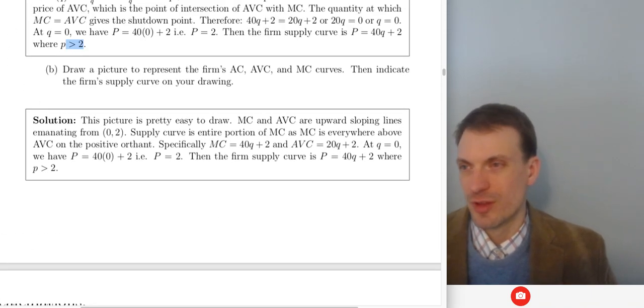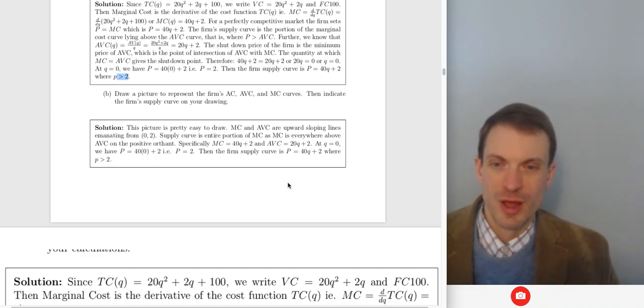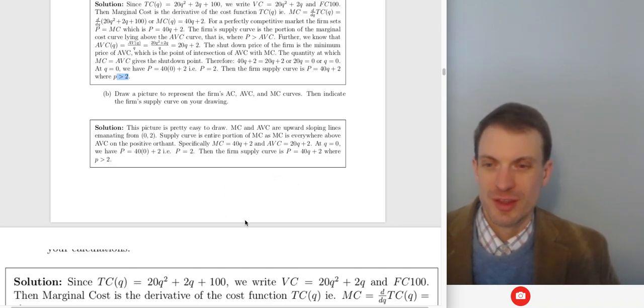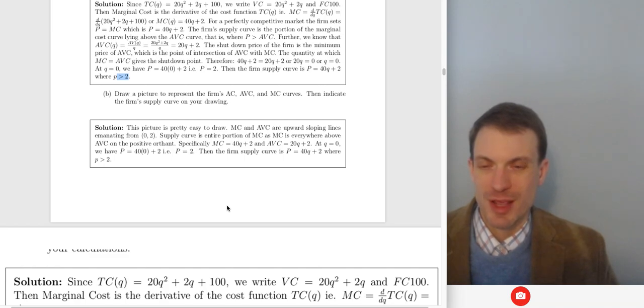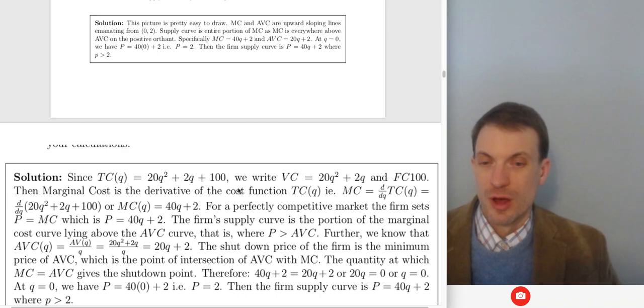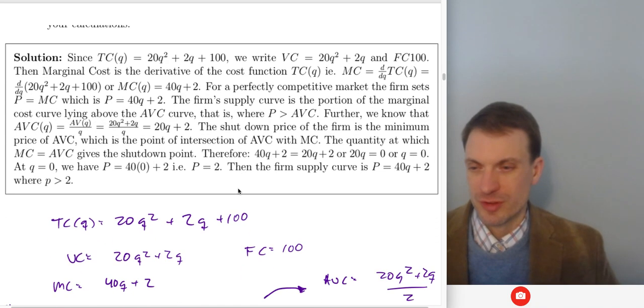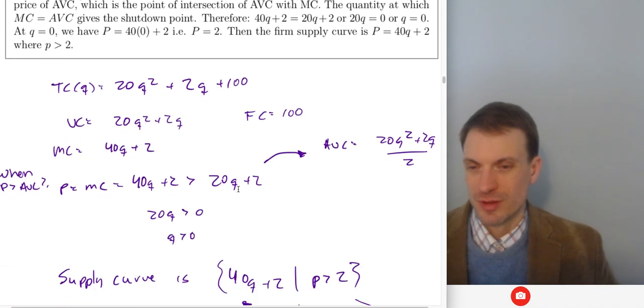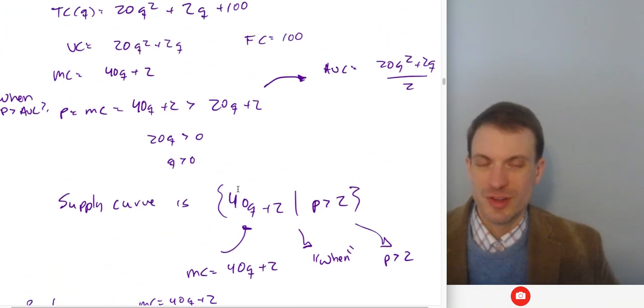And I don't think I drew the picture. Well, what's the picture going to look like? It's just going to be a straight line. The marginal cost is going to be a straight line with a slope of 40 emanating from the point 0, 2, and average variable cost is going to be a straight line with a slope of 20 emanating from the point 0, 2. Oh, I did draw the picture.